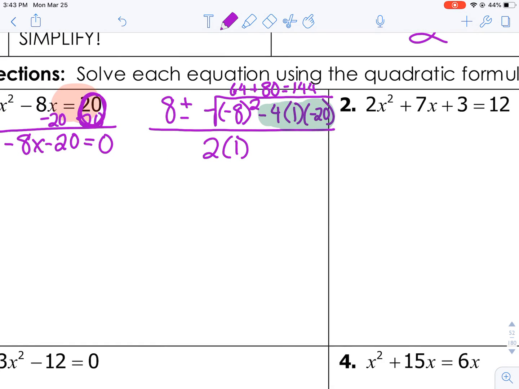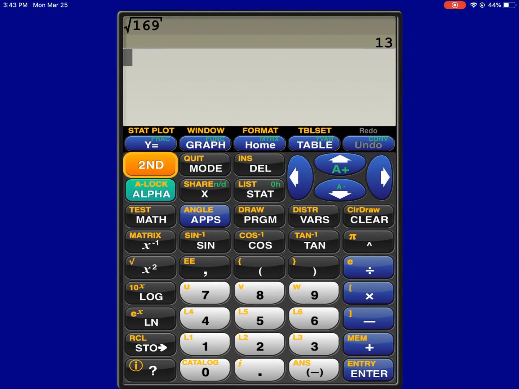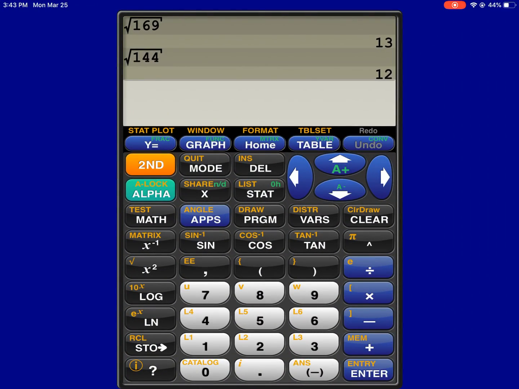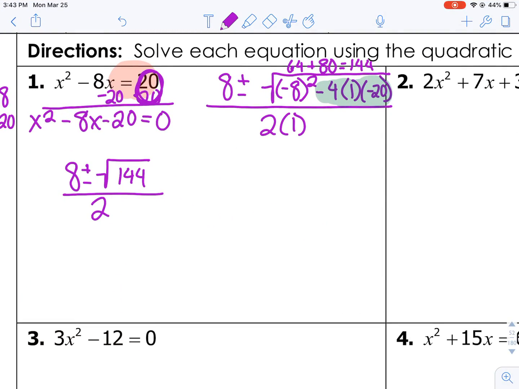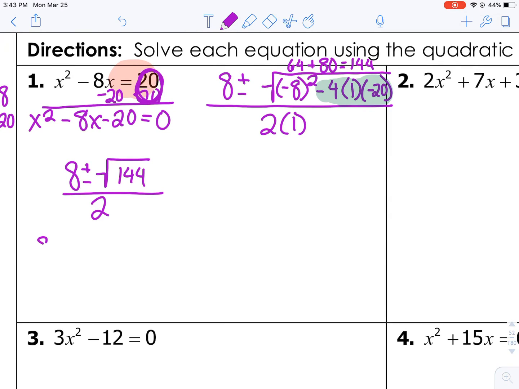So I'm looking at 8 plus or minus the square root of 144 over 2, because 2 times 1 is 2. Some of you might automatically know off the top of your head what the square root of 144 is, but for those of us that don't, the square root of 144 is 12. So we're doing 8 plus or minus 12 divided by 2.